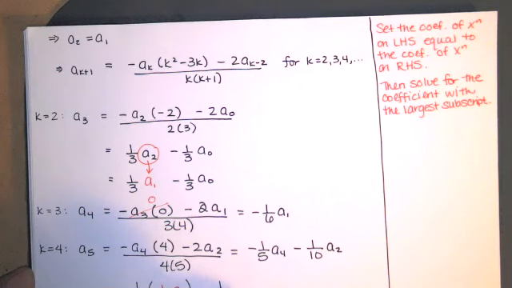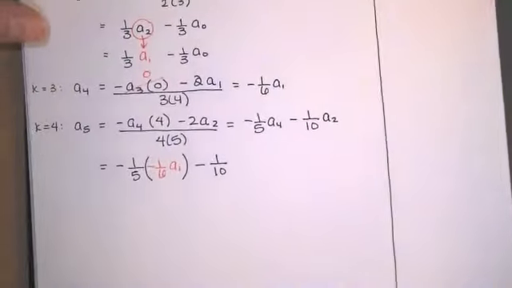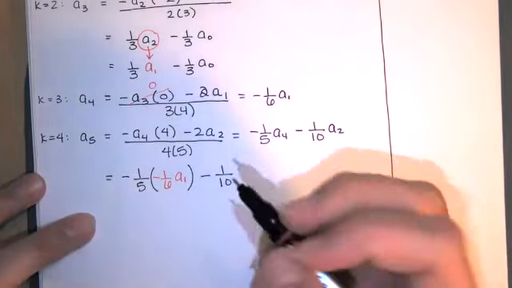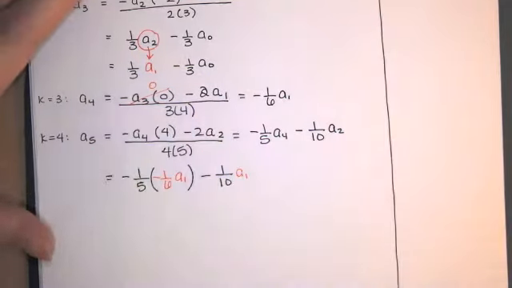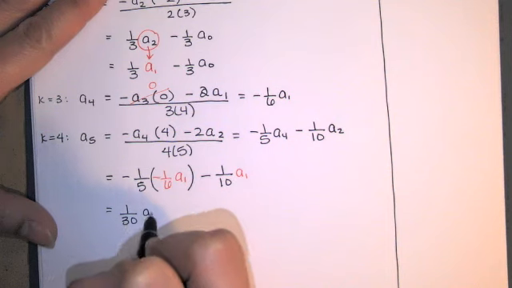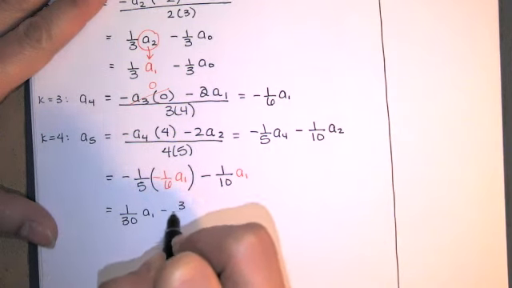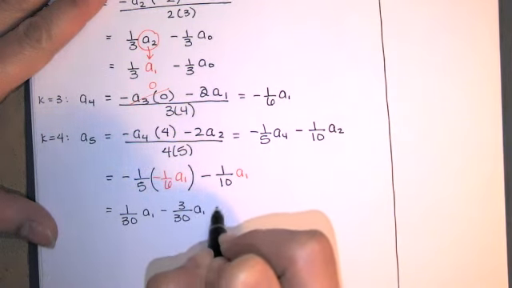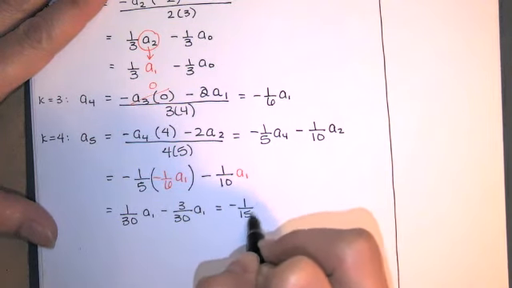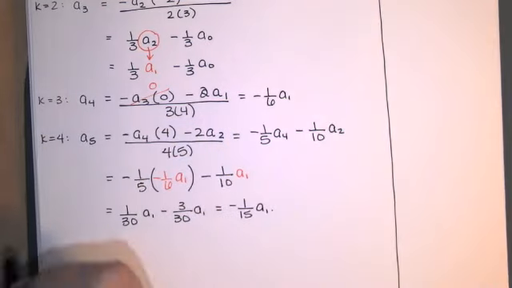And a sub 2 was equal to a sub 1 from earlier. Oops, I'm sorry, I'm off the screen. A sub 2 was a sub 1 from earlier. So we end up with 1 over 30 times a sub 1 minus 3 over 30 times a sub 1. So that's going to be negative 2 over 30, or negative 1/15 times a sub 1. Okay.